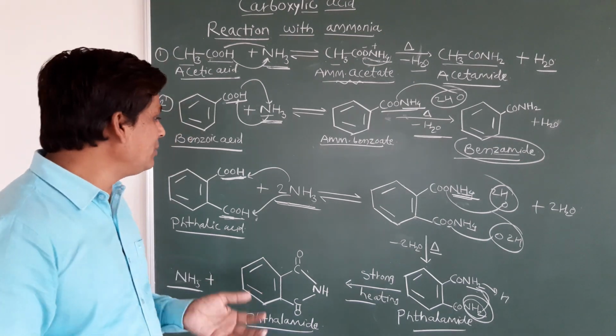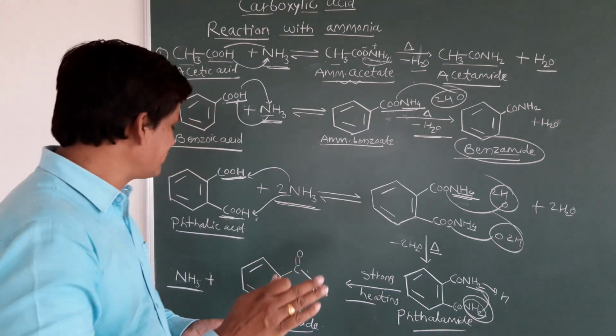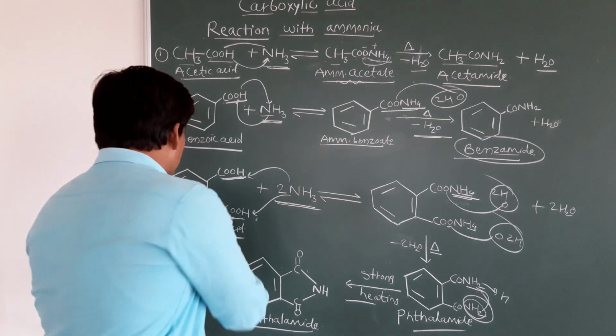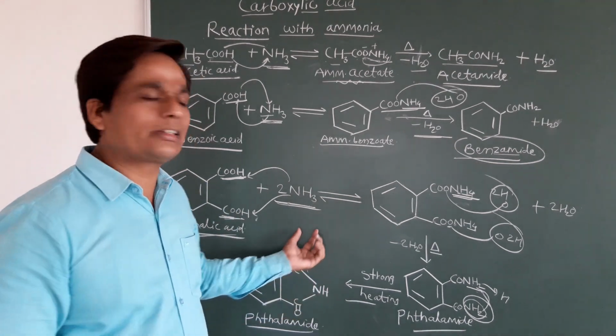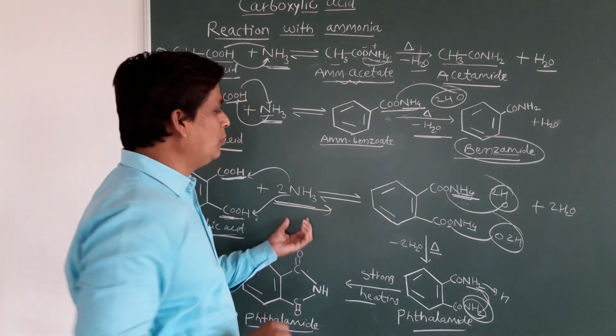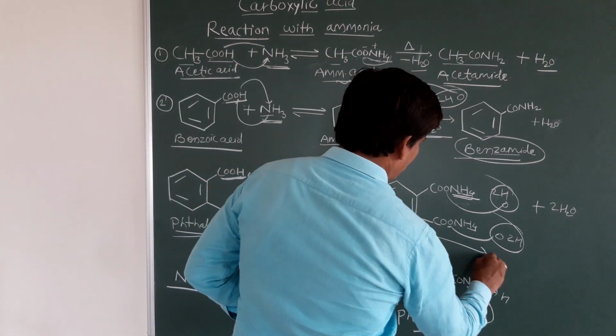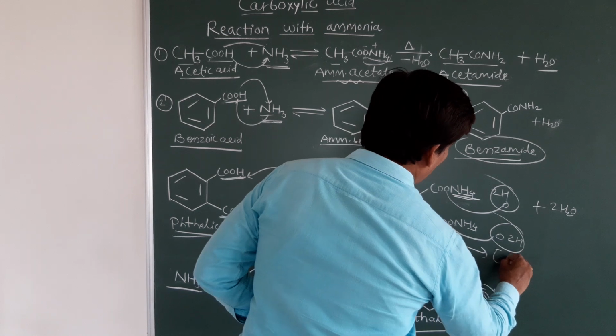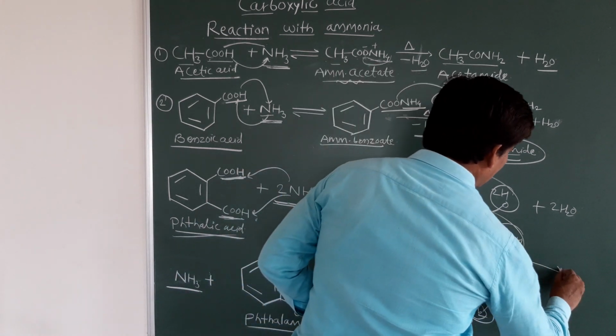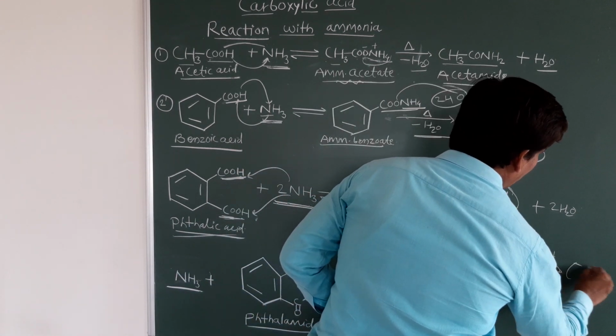So many times in competitive exams they will ask a series of reactions. In that, they give just the structure of phthalic acid, and they write it is treated with ammonia. They give product A. Again, product A on heating gives product B. Again, product B on strong heating gives product C.